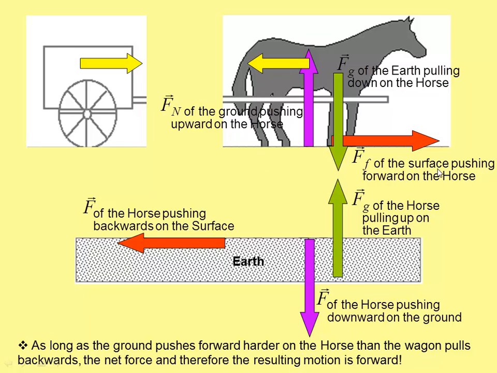Okay, so the force of the surface pushing forward on the horse has got to be greater than the force of the cart pulling backwards on the horse. Now, what does the horse have to do to make that happen?